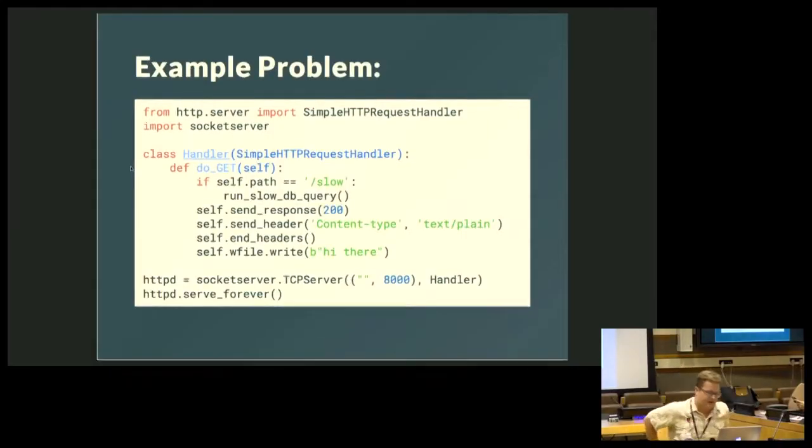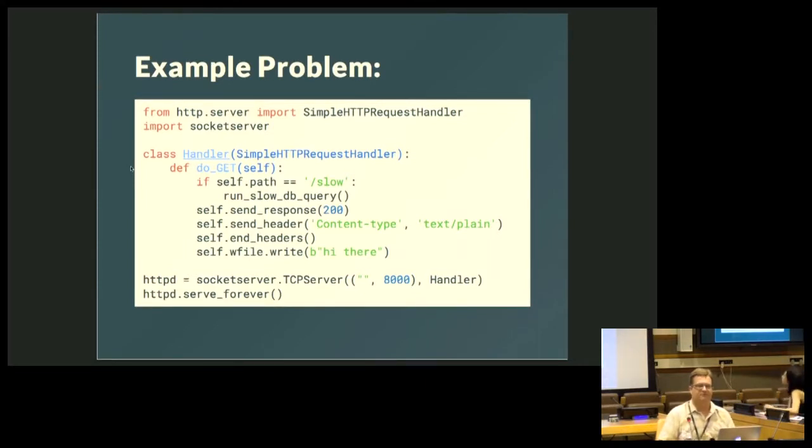Here's an example problem. So this is using the simple HTTP request handler that exists in the stock HTTP server library that comes with Python 3. If we have a path at /slow, so this is if somebody goes to your server /slow in a web browser, then say we've got some slow DB query that's going to take a little while to run, and somebody else wants to just load the main page. So if that slow DB query takes a really, really, really long time to run, and you have one person hitting slow, somebody else just wants to view the main page. So not /slow, so we're just going to send them hi there.